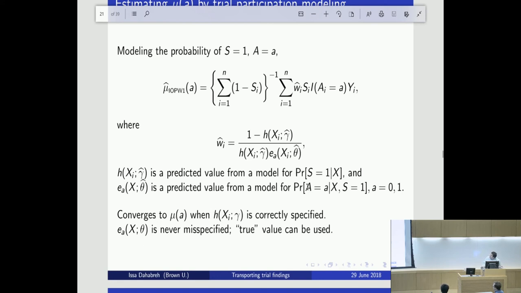Okay. So it turns out if you take the observed outcomes, you use those weights for the people in the trial who got the treatment little a, and you average by the number of people not in the trial, you get what you want. The requirement is that you can correctly specify these two models. Now, the bottom model is easy because you, as Roy said, know the assignment mechanism in the trial. You could even plug in the true value. This one is harder. You have to have substantive knowledge to create a model for the probability of participation in the trial conditional on covariates. But if you get this one right, this estimator will converge to the quantity we are interested in.